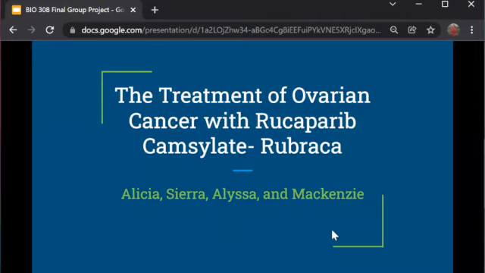The treatment of ovarian cancer with rucaparib camsylate, also known as Rubraca, by Alicia, Sierra, Alyssa, and Mackenzie.